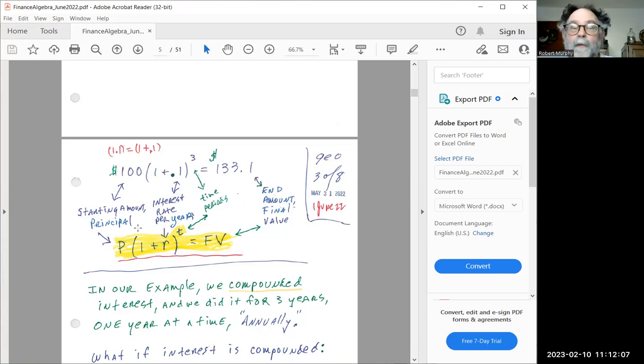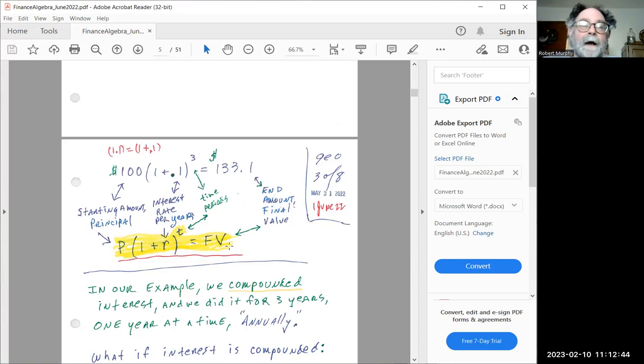Again, I'm going to read the words that I wrote. The starting amount is the principal, so a lot of people use P. Then 1 plus this little r, that's the interest rate per year. And T is the time period. So we have 3 years, 3 time periods. Then we have the end amount, or the final value. The P and the FV are used a lot in the finance world of math.